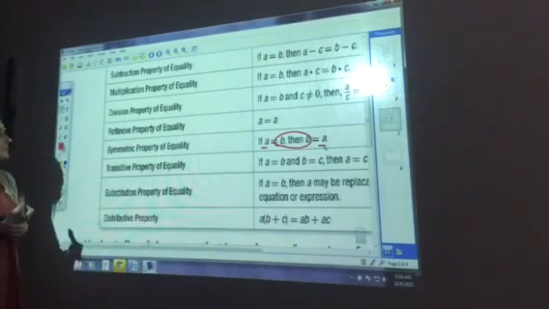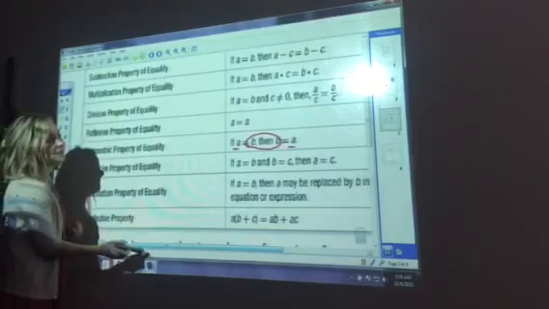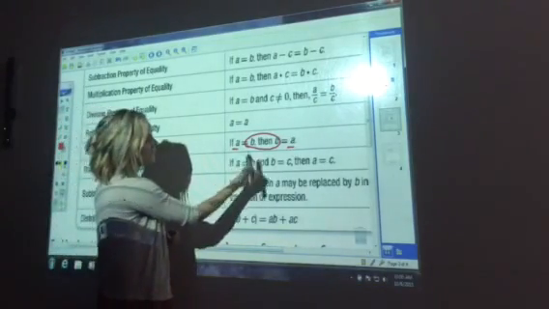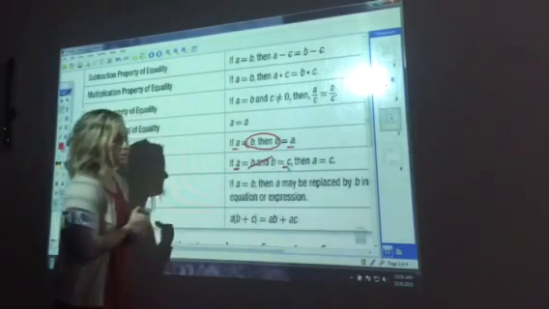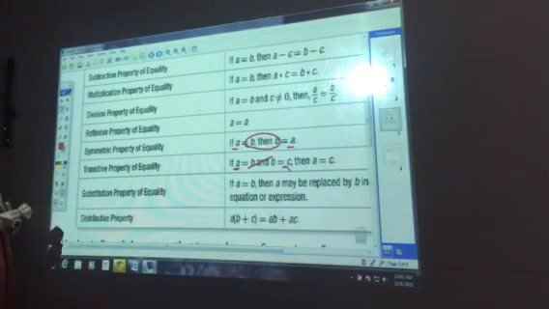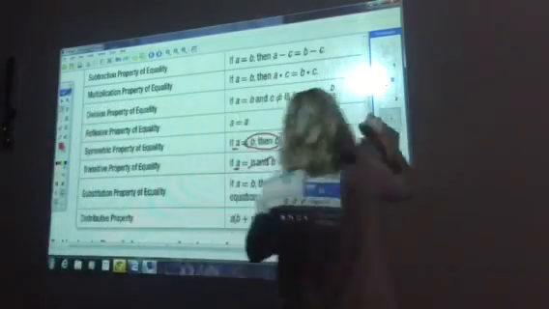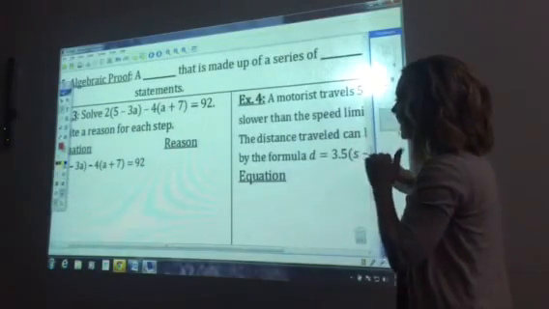Okay? Transitive property. If A is equal to B and B is equal to C, then A is equal to C. Okay? If A equals B and B equals C, cut out your middleman, then A is equal to C is our transitive property. Substitution. If A is equal to B, then A may be replaced by B in any equation or expression. And then, of course, your distributive property as well. All right? We are going to start off doing an algebraic proof today.